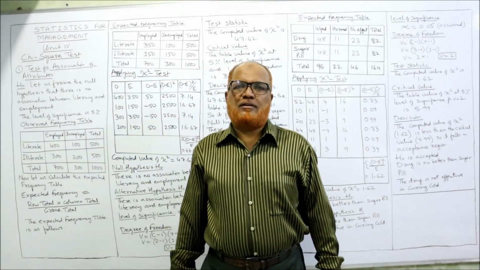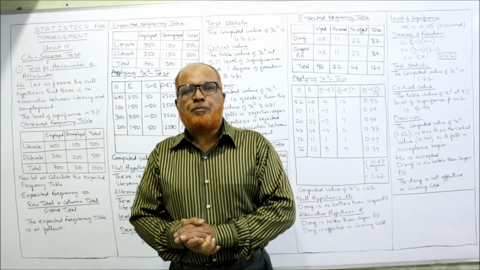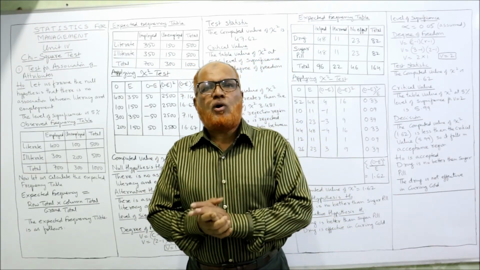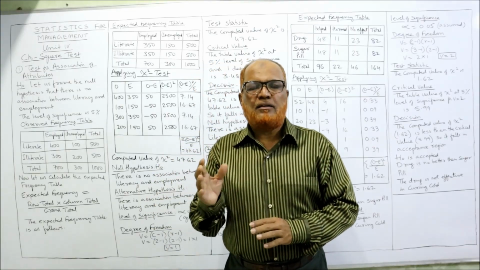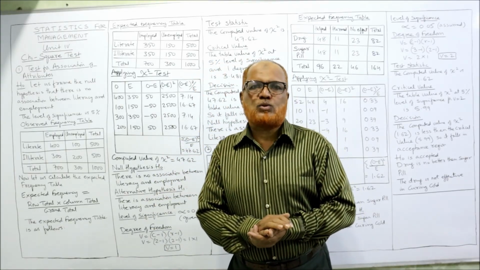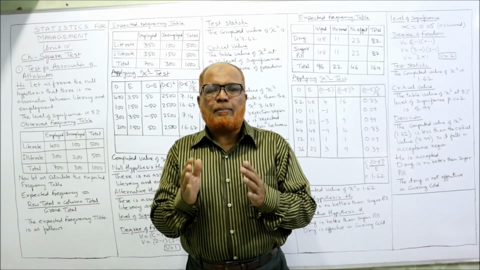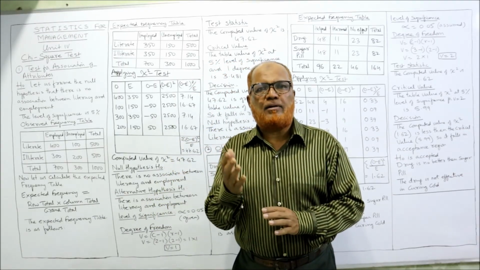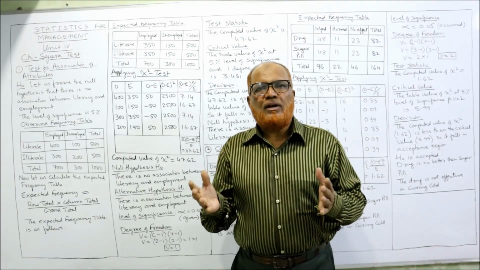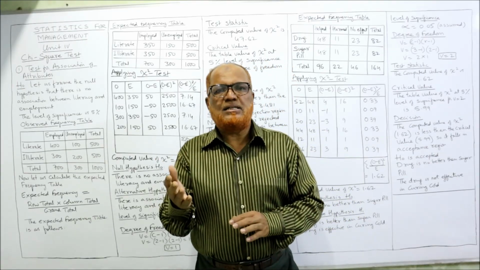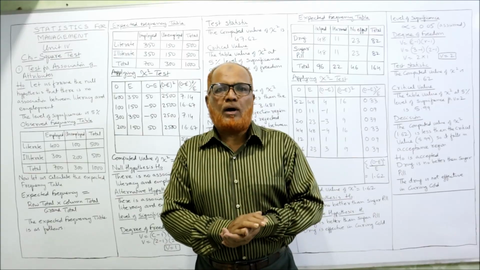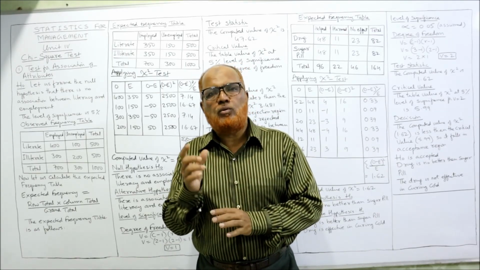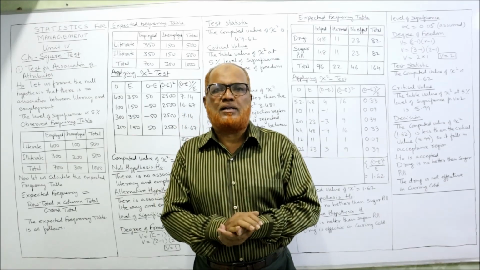I'm Hashim. Now I'm going to start the problems on chi-square test. In the previous video I explained the meaning and the theory part of this chi-square test. In sampling we have different types of tests, like parametric and non-parametric. We have done so many tests regarding z-test, t-test and ANOVA. All these things we have done. Now we have started this new topic called chi-square test.